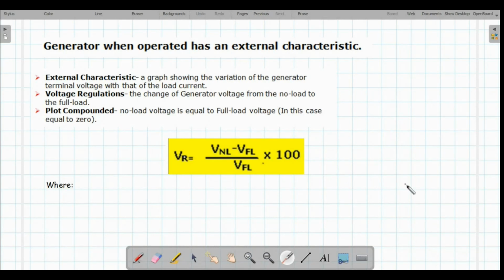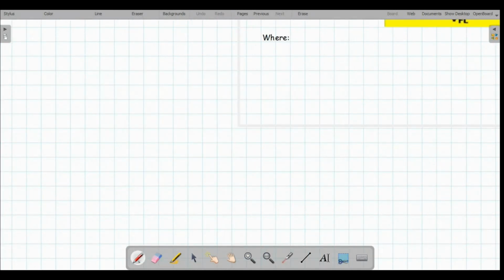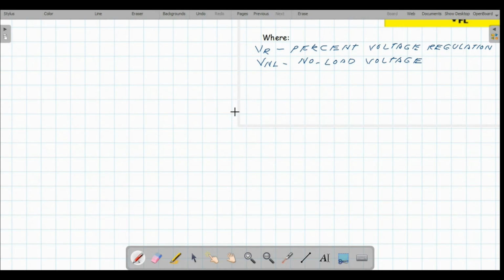So where we have the following, no? Dito, voltage regulation, ang formula niya is voltage no load minus voltage full load divided by voltage full load times 100%. P sub R stands for percent voltage regulation. V no load is the no load voltage, and V full load is the full load voltage. So usually percent lagi ang unit niya.